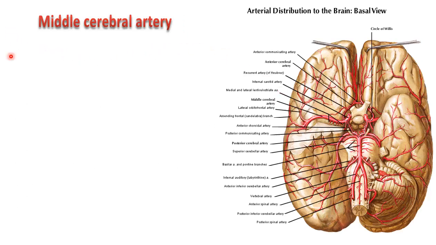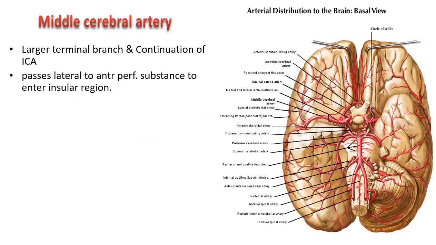With respect to the middle cerebral artery, we are going to discuss in detail the central and the cortical branches. It is the larger terminal branch of the internal carotid artery. You are able to see it is a very large terminal branch as compared to the anterior cerebral artery. It passes lateral to the anterior perforated substance. So you have the anterior perforated substance here.